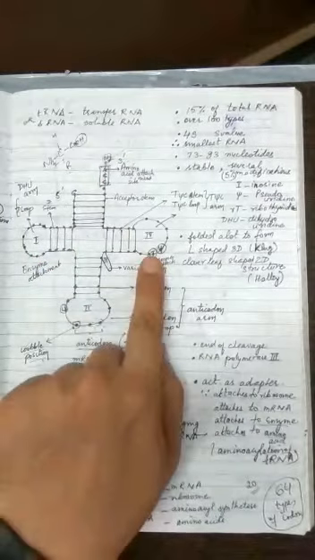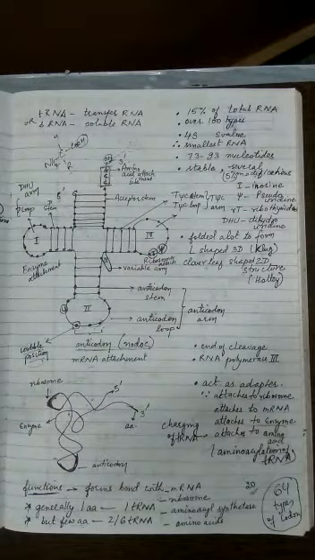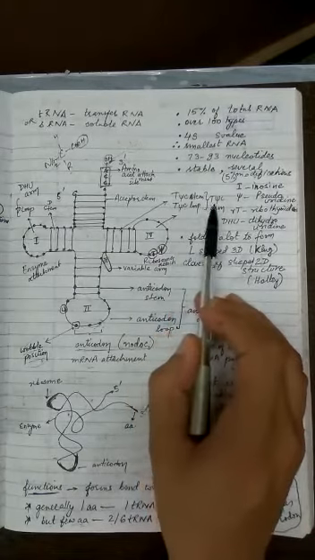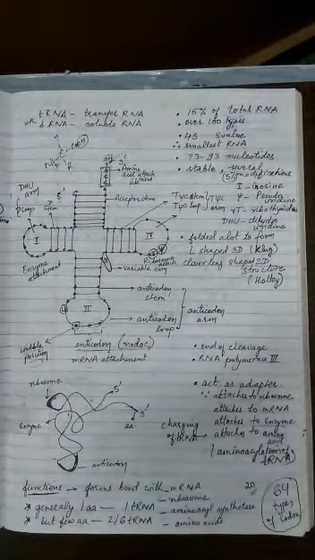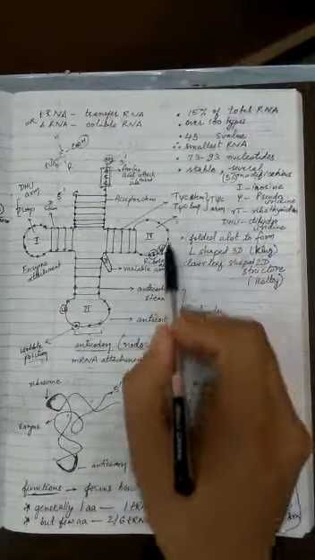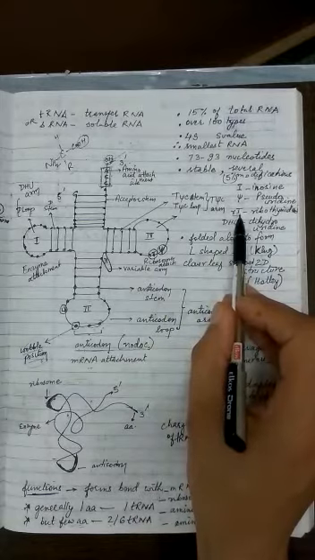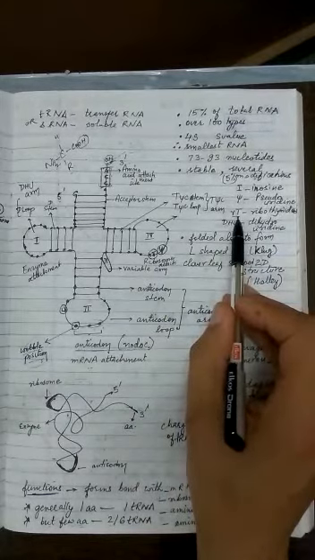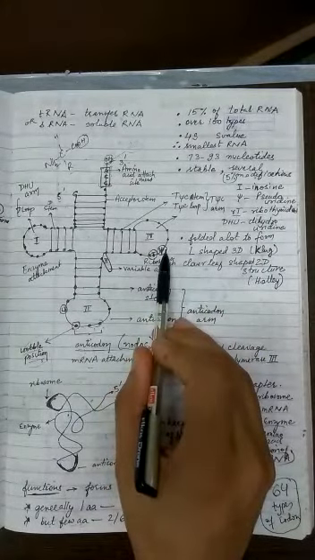So the fourth one is the TΨC arm. This arm carries the stem and also carries the loop. So together it is called the arm. It has 7 unpaired bases, out of which one would be the pseudouridine. Pseudouridine is written like this. I just told you a few minutes back also. Then RT, or sometimes even simply T is mentioned there. That is for the ribothymidine. So ribothymidine and pseudouridine are present in this arm.